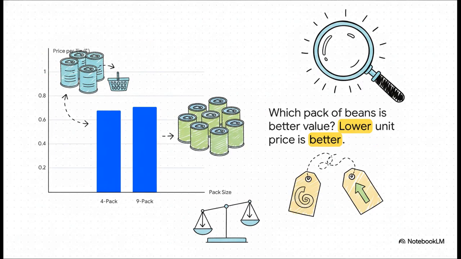And, of course, shopping. To find the best value for your money, you use ratios to find the unit price. So that 4-pack of beans for £2.72, you just divide the price by the number of tins and find out it's 68p each. But hey, look at the bigger 9-pack, £6.39 divided by 9 is actually 71p per tin. So in this case, the smaller pack is the better deal. Ratios help you prove that bigger isn't always cheaper.